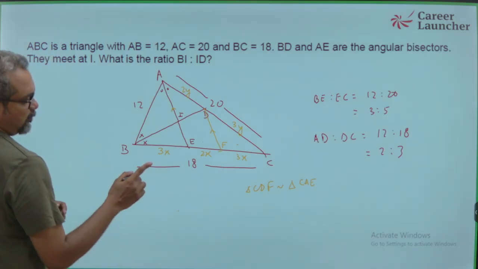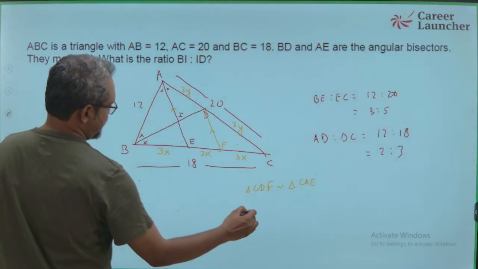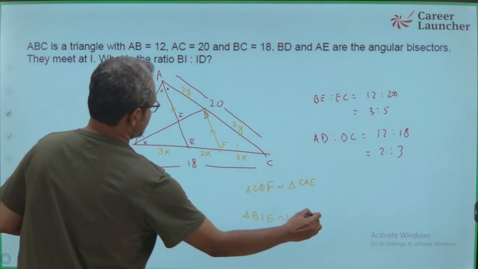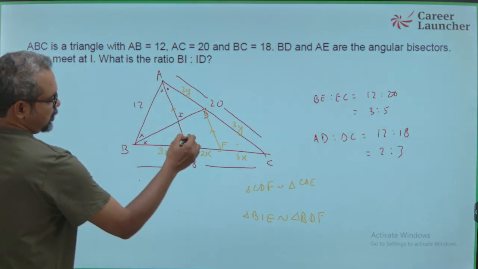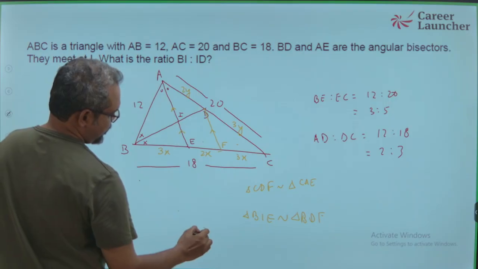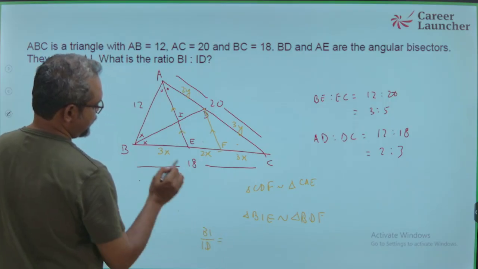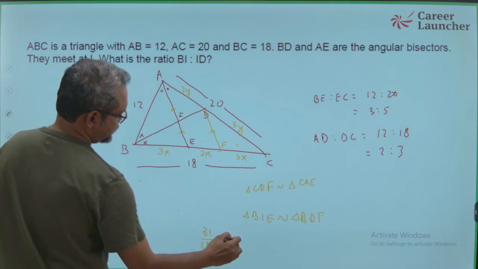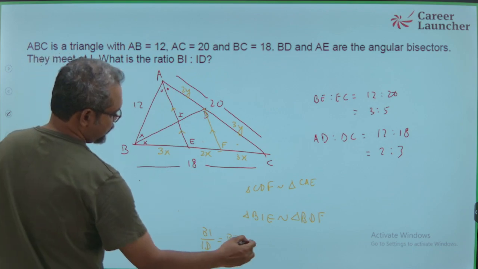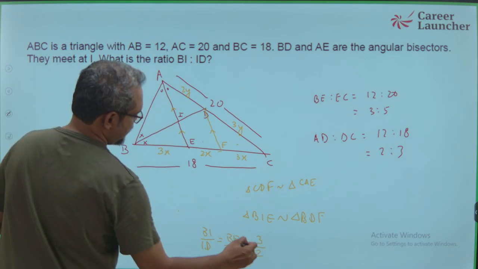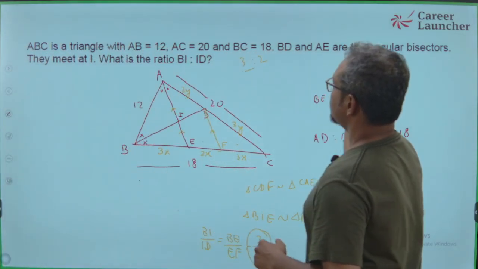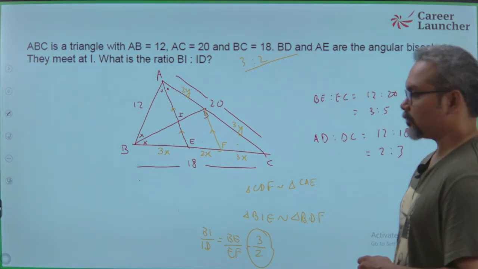Now we also have another similar triangle, triangle BIE, similar to triangle BDF. Why? Because after all this is also parallel, right. So BI is to ID is simply going to be BE is to EF, and BE is to EF we know is 3x and 2x, x cancels out, so we have 3 is to 2, and the answer is 3 is to 2. Let's go to the next one.